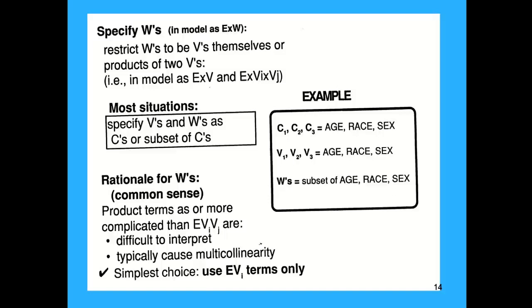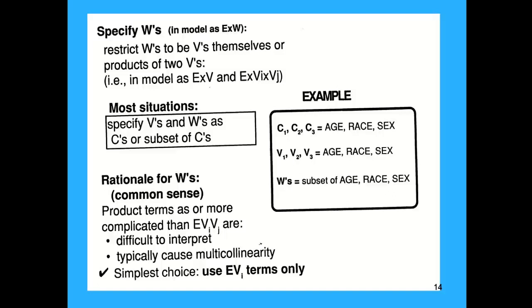I'm making a recommendation here. Restrict the V's to be either the V's themselves or products of two V's. Now that means that if you've decided on a certain V, which could be a C, then you were going to allow E times that V, and maybe you have E times the product of two different V's. But what I'm not allowing is E times V1 times V2 times V3. Why aren't I recommending that? Because it's making the model more complicated. And you're asking for that.